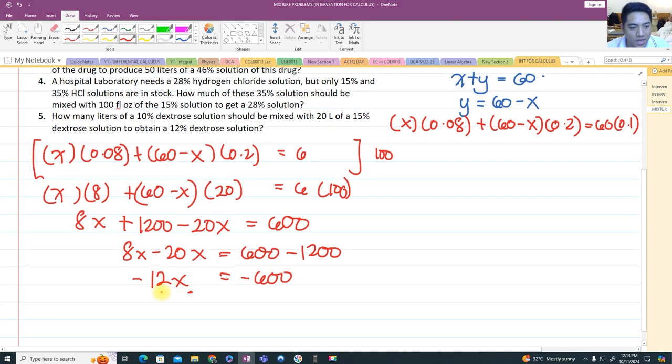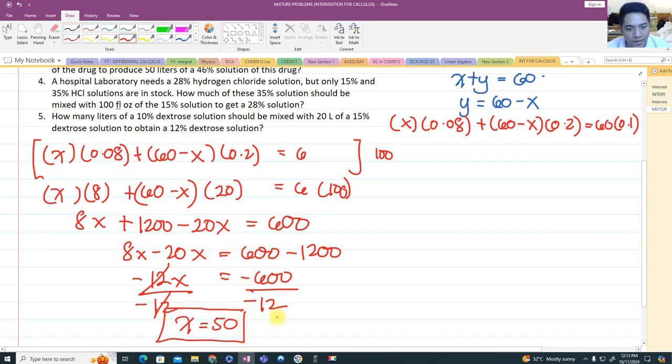Dividing both sides by negative 12, you cancel the negative and you get the value of x. 600 divided by 12 is 50. So the amount of the 8% solution should be 50 ounces.